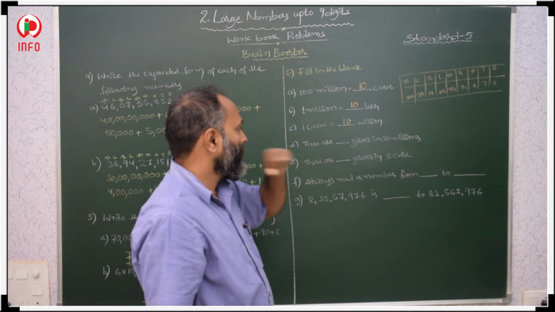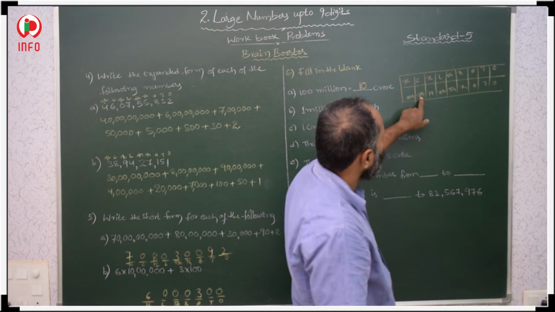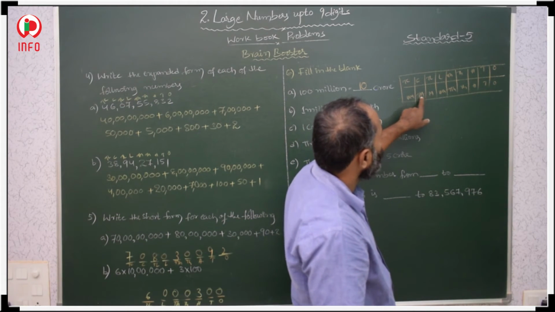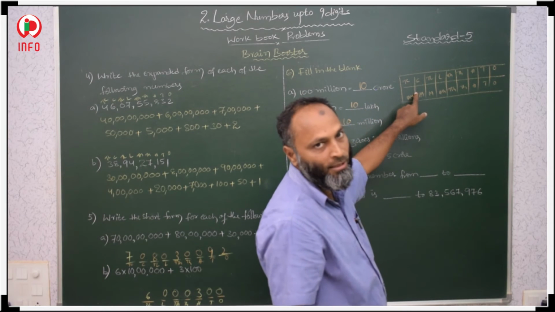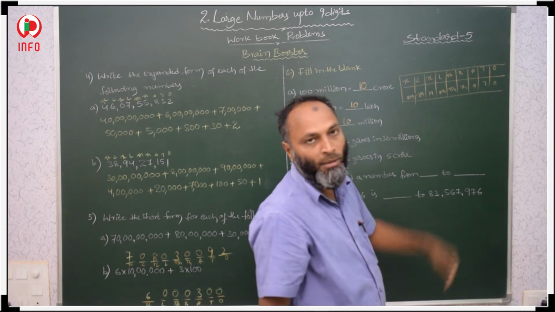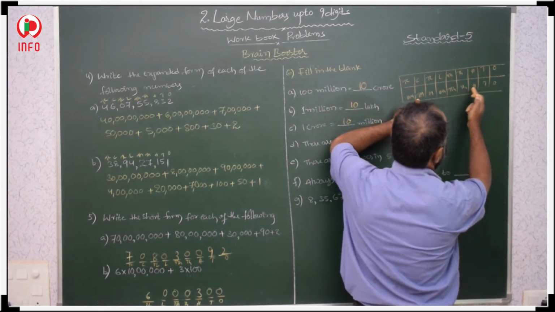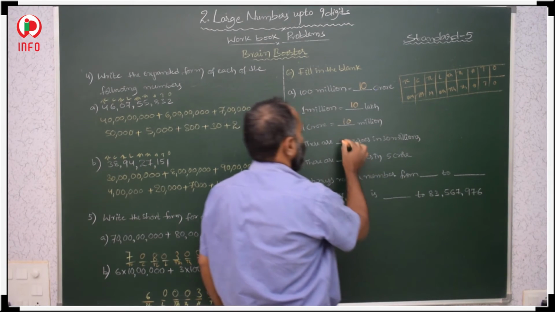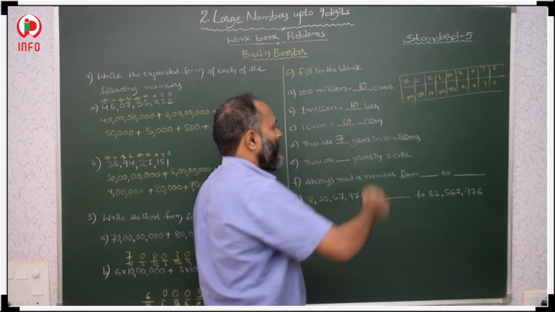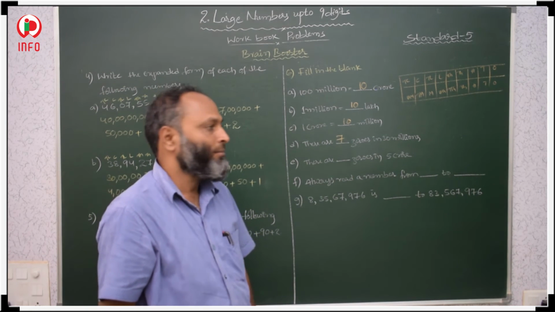There are dash zeros in 30 millions. Where is the million? Here million. 30 means million, 10 million. Here it will be 30 millions. So then how many zeros do we have to keep? 1, 2, 3, 4, 5, 6, 7. 7 zeros will come. In 30 millions, 7 zeros will come.